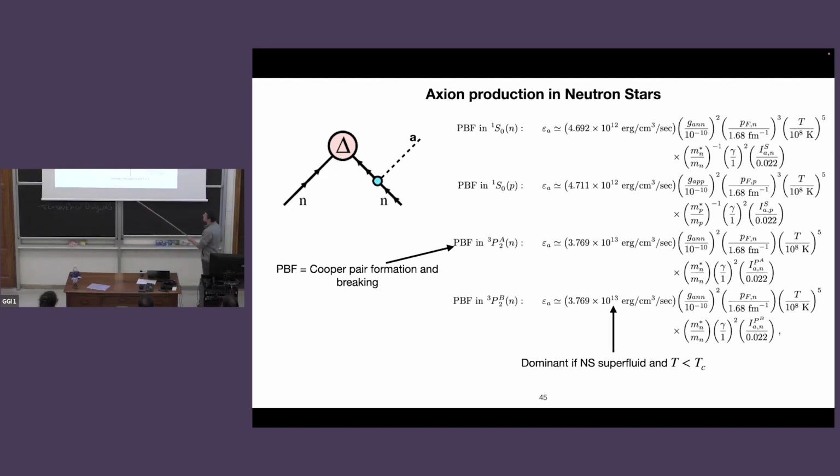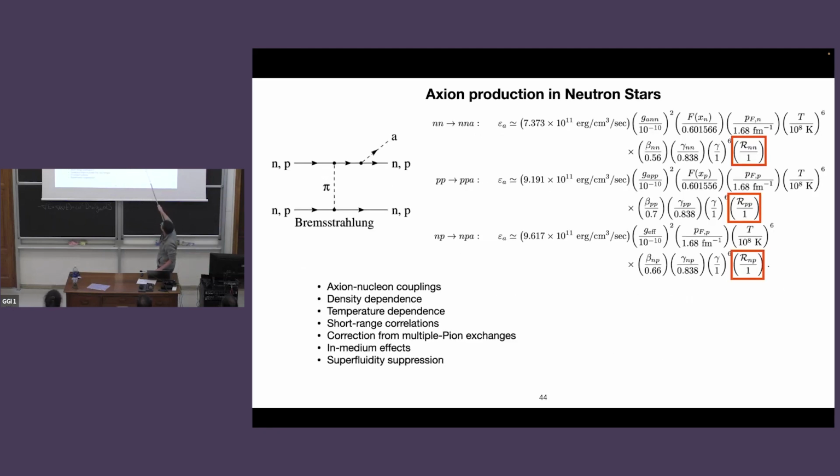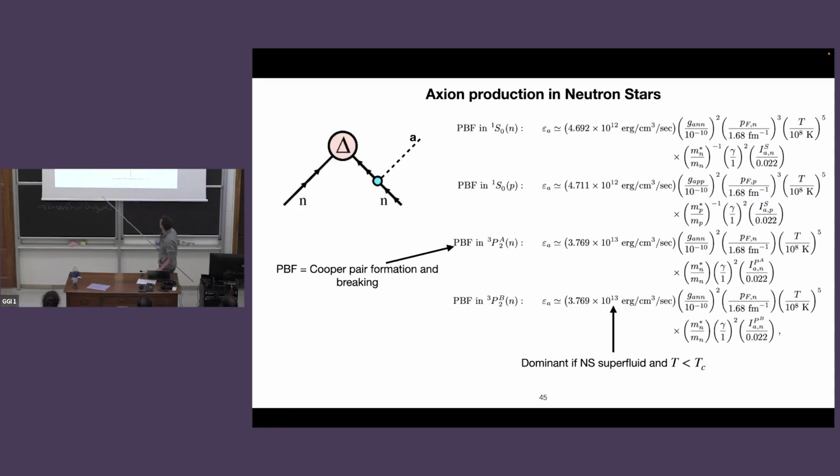All right. So now the thing that I want to point out, this process where you radiate from the breaking of Cooper pairs and their formation is actually the dominant form of radiation. You can easily see that in the prefactor, this is around 10 to the 13 for those, whereas for the axion Bremsstrahlung productions, it's around 10 to the 12. But of course, we don't know whether the core is actually superfluid or not. So it's one of the uncertainties of neutron stars.